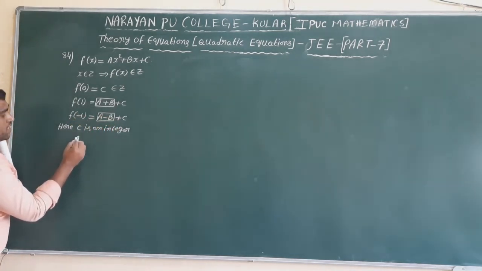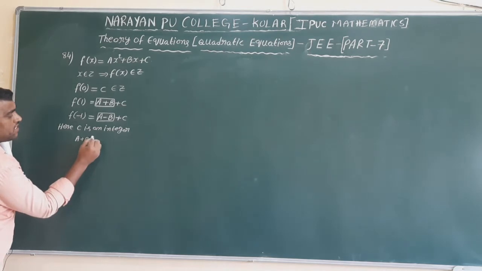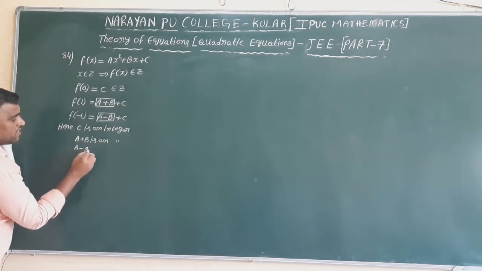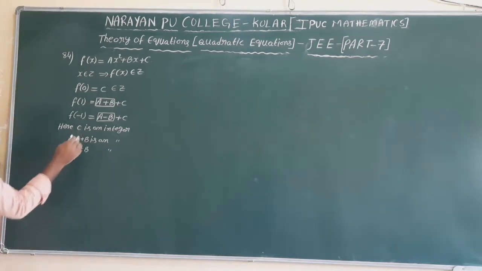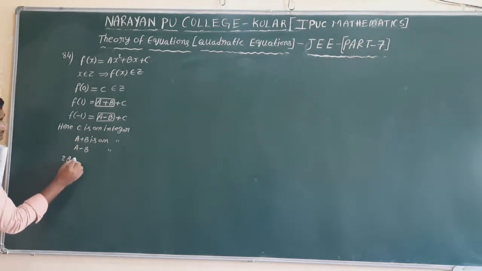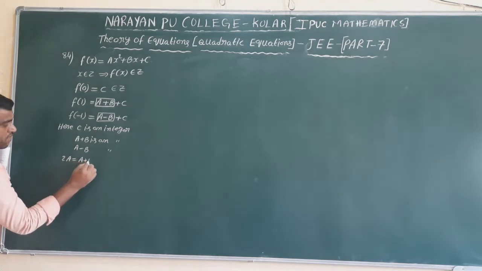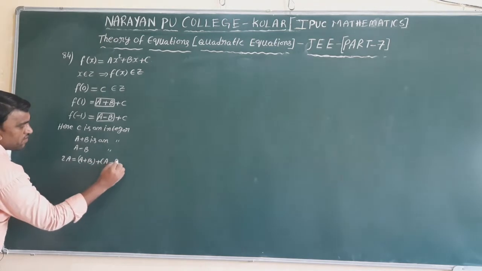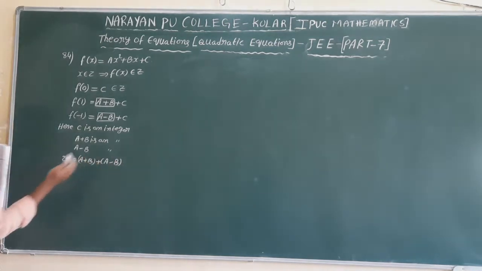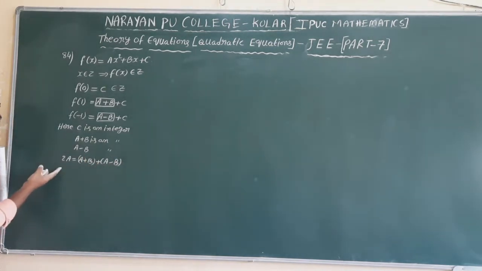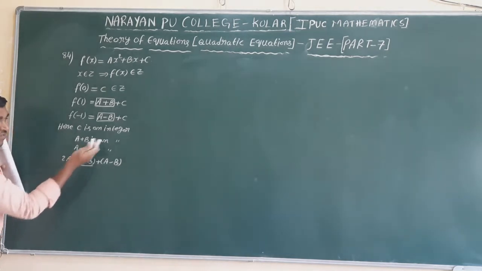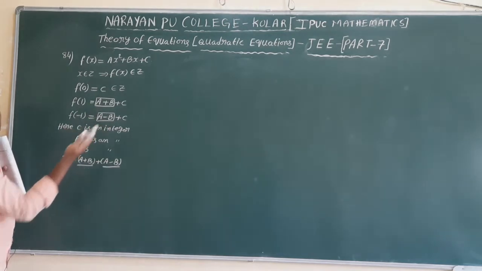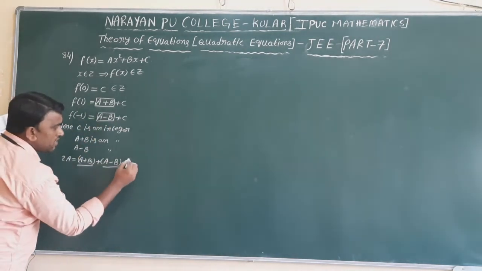So a plus b is an integer, a minus b is an integer. We can write 2a like this: a plus b plus a minus b. Without changing the value, plus b and minus b cancel, and a plus b plus a minus b is just 2a. Now this is an integer, we already know it. a minus b is also an integer, we know it. The sum of two integers is again what? An integer only. 2a is an integer.